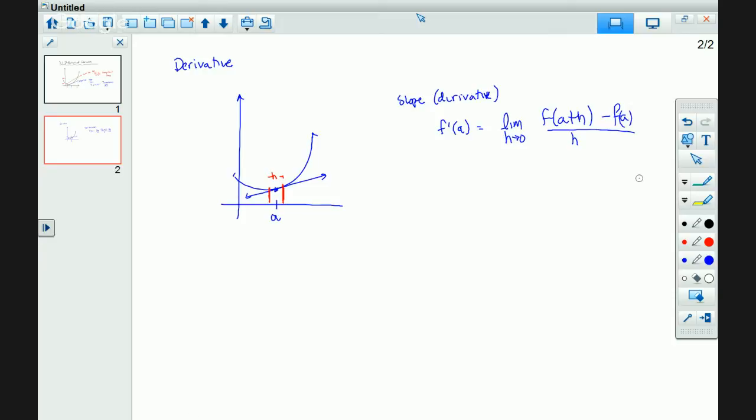No, because a plus a would be 2a. We want this to be f of a. We want it to be at a. So we want this to be close. Basically, if you plug 0 in, you get 0 over 0. But we have some ways to overcome that. That h will oftentimes cancel.